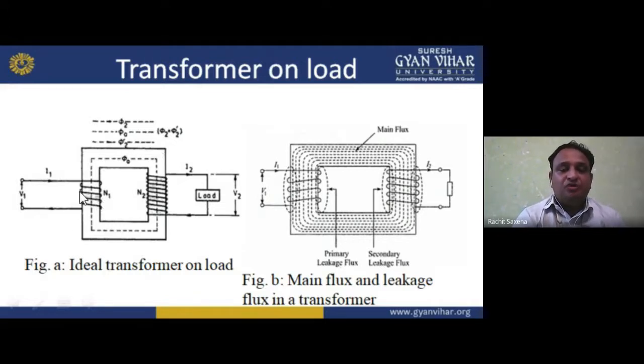So flux moves from here, induces self EMF E1, where N1 is the turns of the primary, then moves to the secondary side and induces the EMF E2. But in the practical condition, my dear students, if I connect a load, because we connect an electrical load, we always have the I2 current, and that I2 current also introduces a flux on the secondary side. That flux is equal and opposite to the flux of the primary winding, that is phi 1.